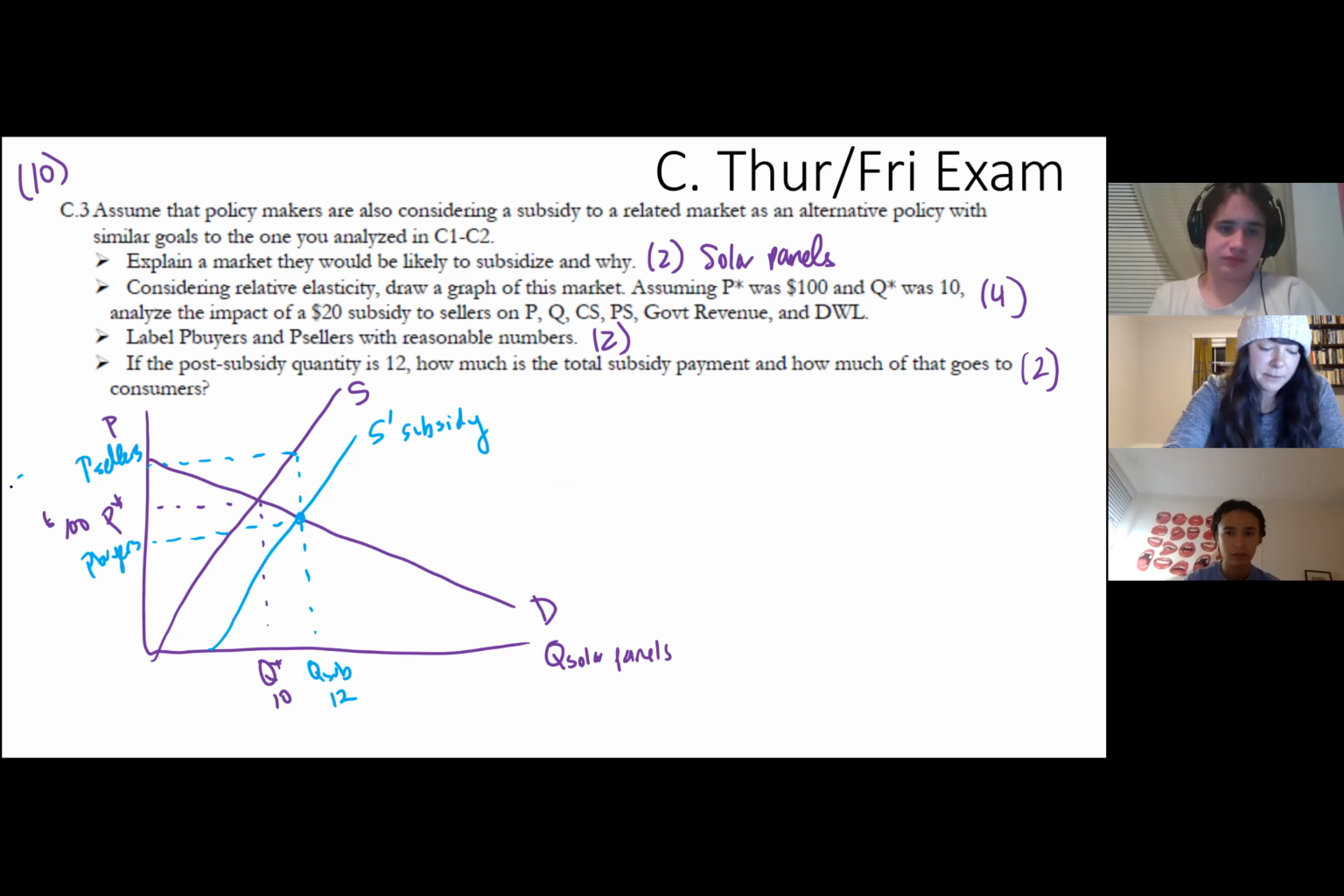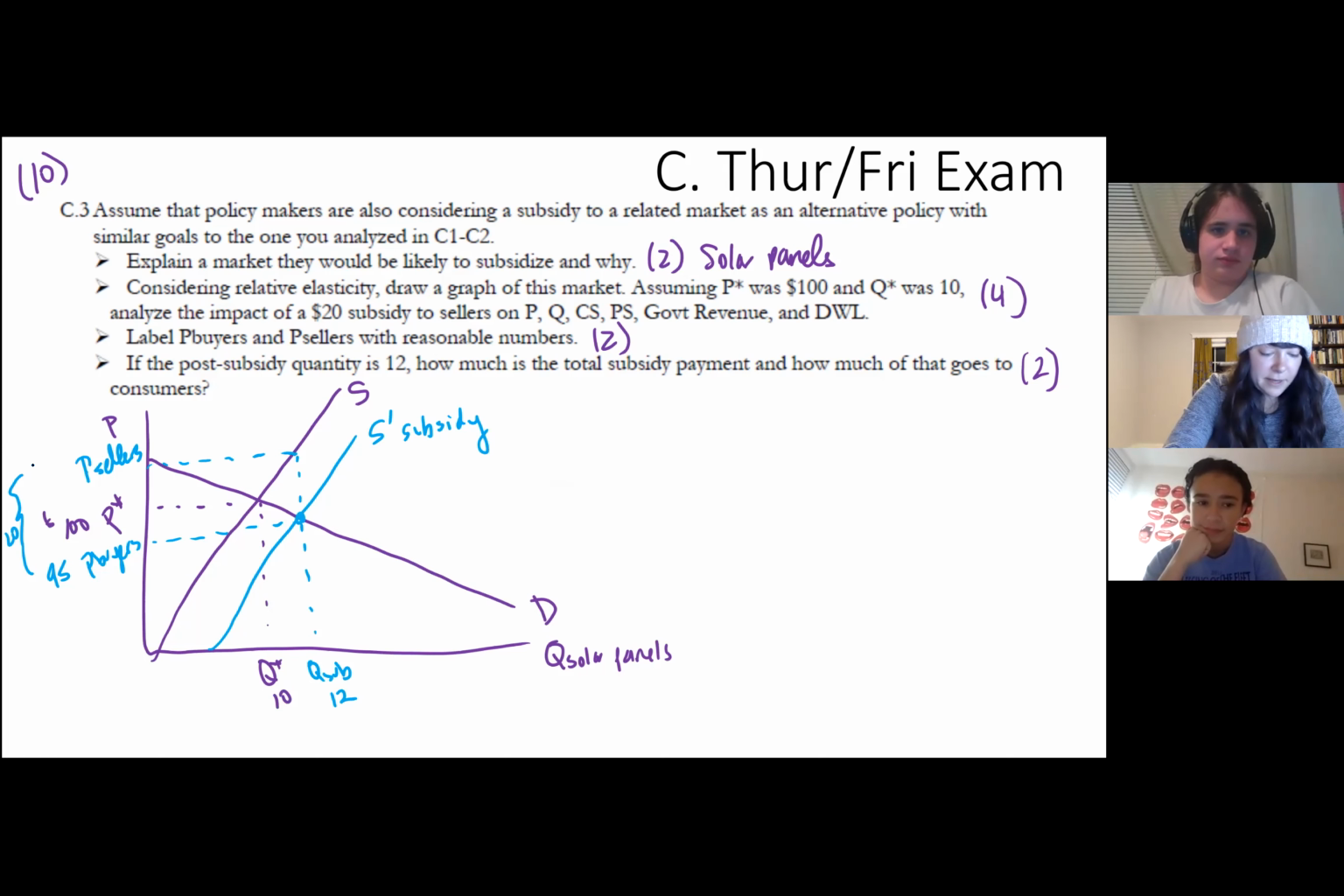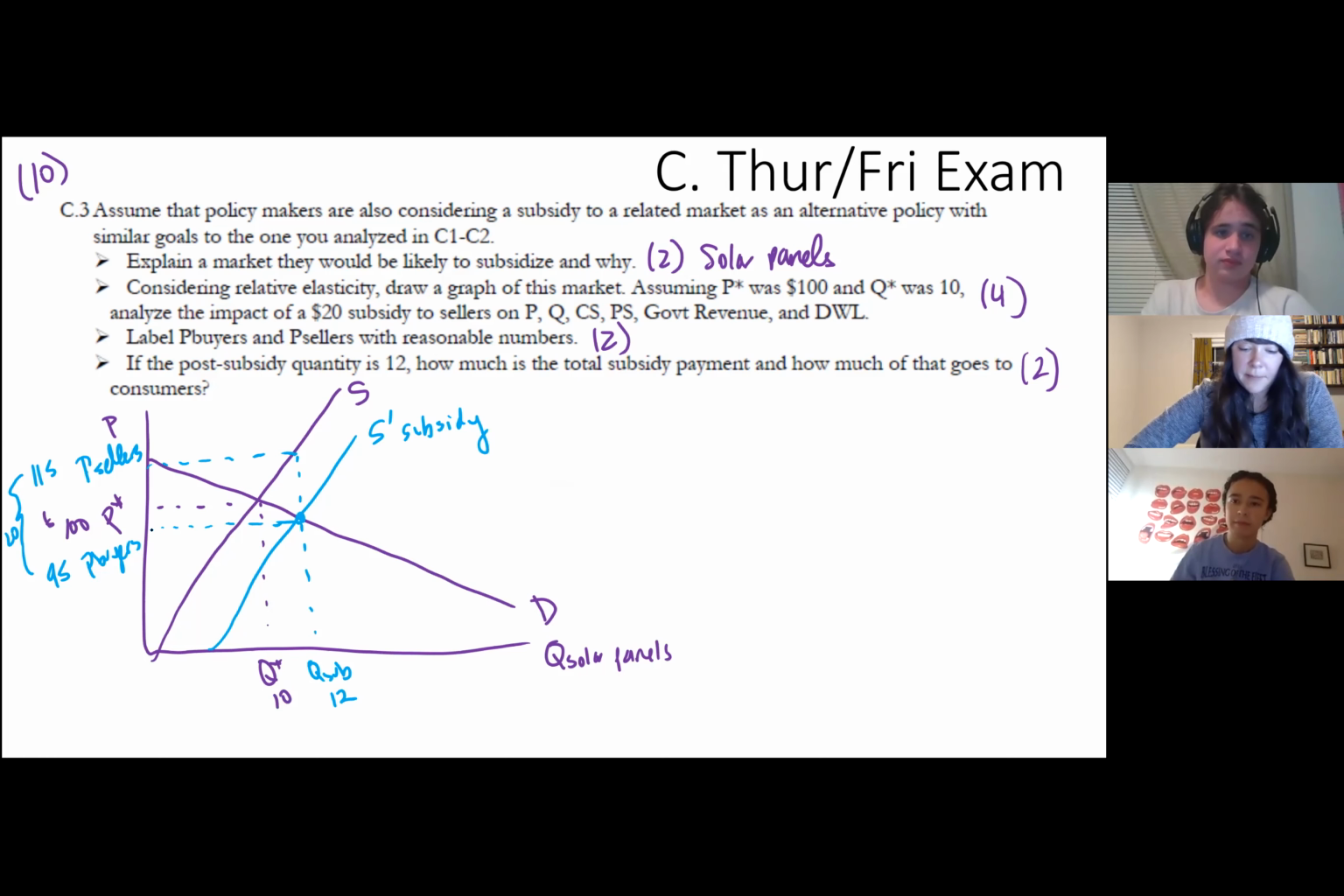We know the difference between these is $20. So reasonable numbers to me seem something like, I don't know, 95 and 115. Seller's price went up a lot more than the buyer's price went down. It looks better if you don't have a slightly slanted line. Analyze the impact of that subsidy to sellers on P, Q, CS, PS.